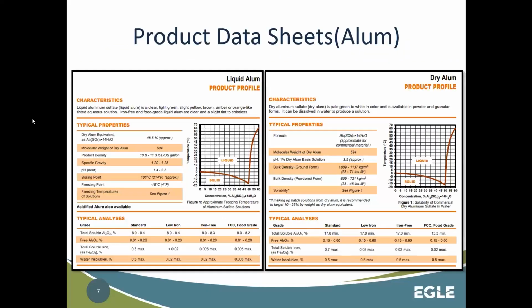So we're going to take a quick look at some of the product data sheets for alum. These include some important information that you may need for some of your calculations. You can see your dry alum equivalent. We're going to be using that in some of today's problems. The molecular weight of dry alum, this is very handy, although I suppose if you work with alum frequently, you're going to have it memorized, but it's a nice quick reference so you don't have to figure it out from the start each time, but we will during today's presentation.